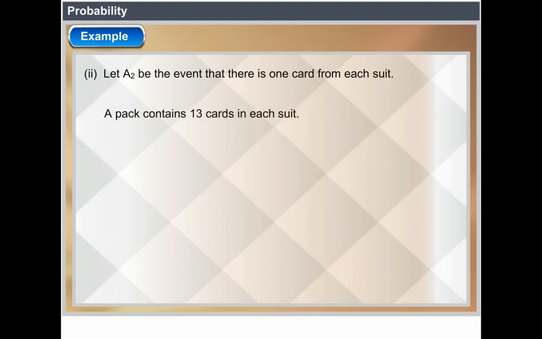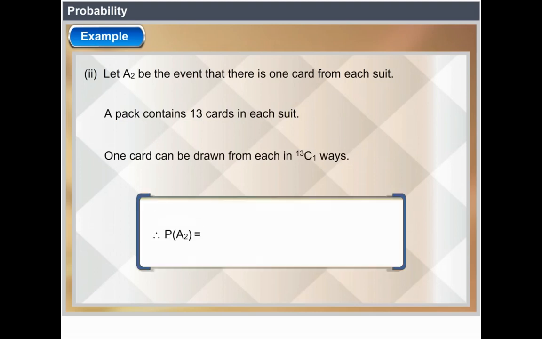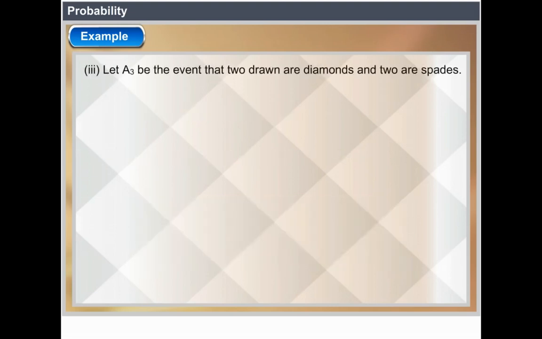Subdivision 2. Let A2 be the event that there is 1 card from each suit. A pack contains 13 cards in each suit. 1 card can be drawn from each in 13C1 ways. Therefore, P(A2) = 13C1 × 13C1 × 13C1 × 13C1 divided by 52C4 = 0.10549.